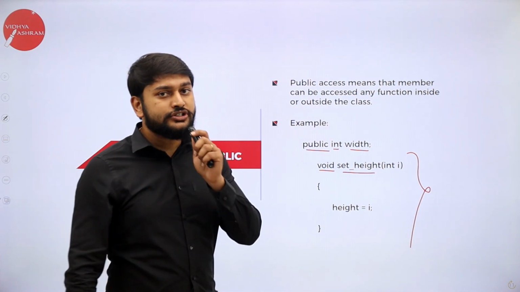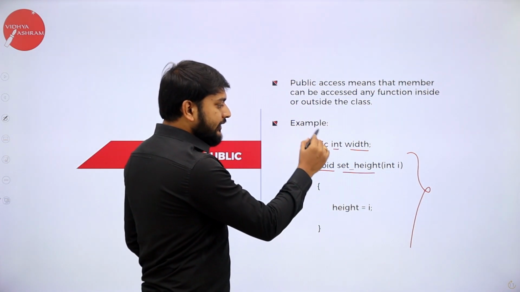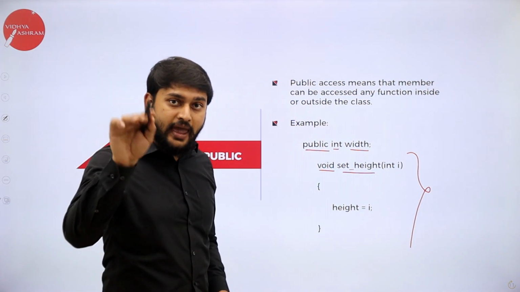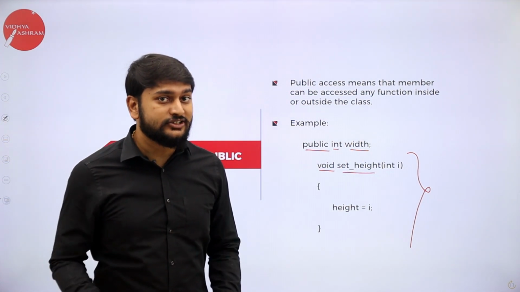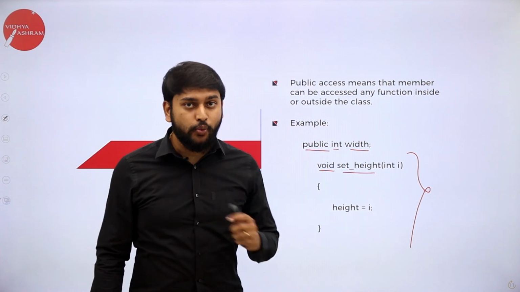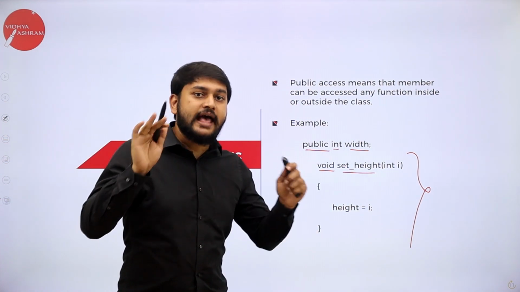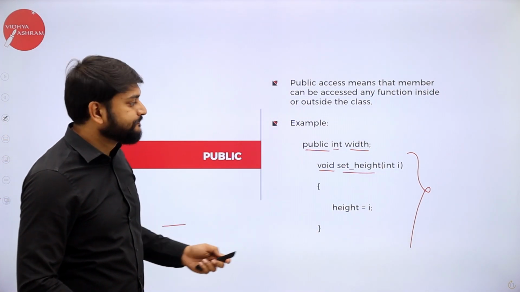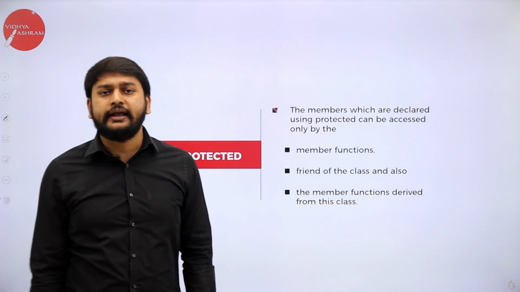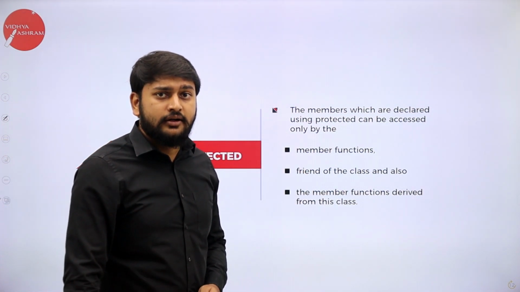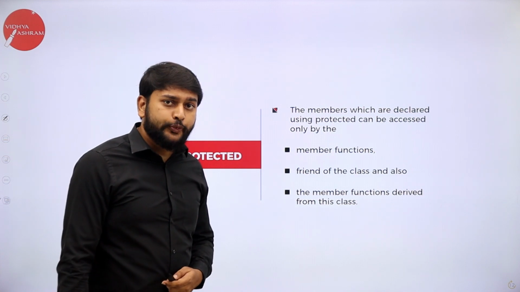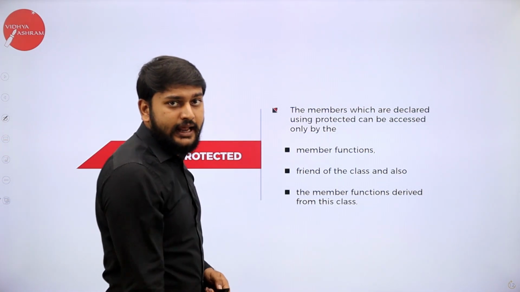As of now, just remember that I use the public keyword to make the data member and the member function public. Public means you can access it anywhere. That is what you need to understand for now. Moving on to the next one, I have protected, the last topic for the day. What is the meaning of protected? Protected means 3 people can access.